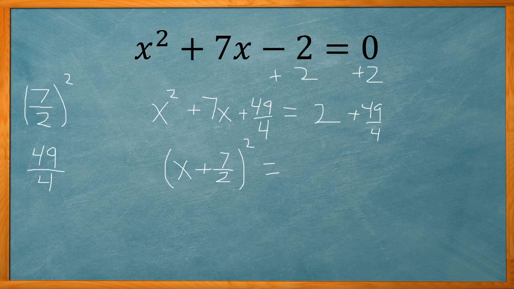The other side, I have 2 plus 49 fourths, so if I make them common denominators, I can add them a little bit easier. So 4 would be the common denominator. 2 becomes 8 over 4, because 8 divided by 4 is 2. And then the 49 fourths, which ends up giving you 57 fourths.